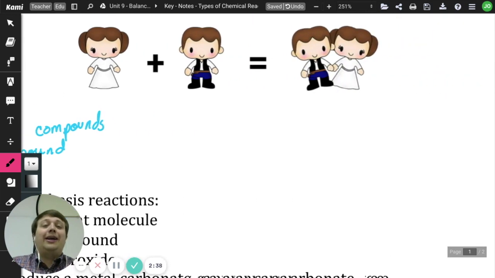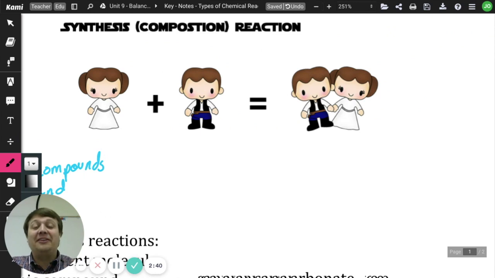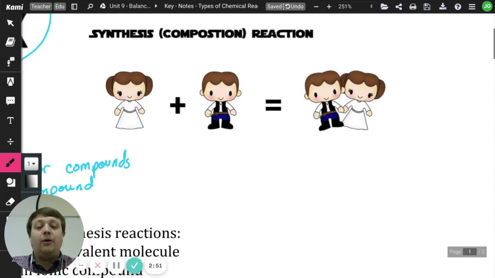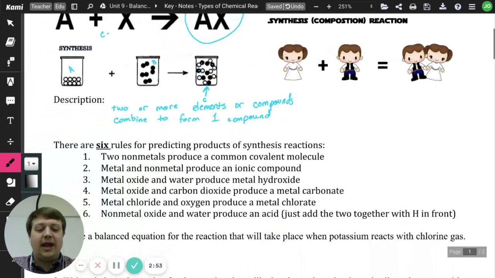I've got this little picture here. We've got Princess Leia and Han Solo. So 1 plus 2, A plus B produces a couple. That would be a synthesis reaction.